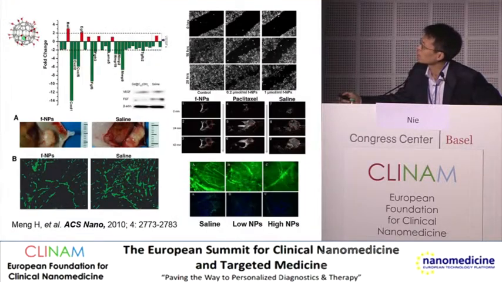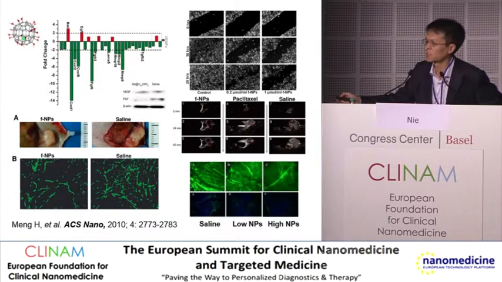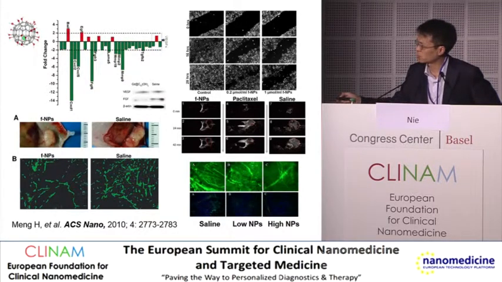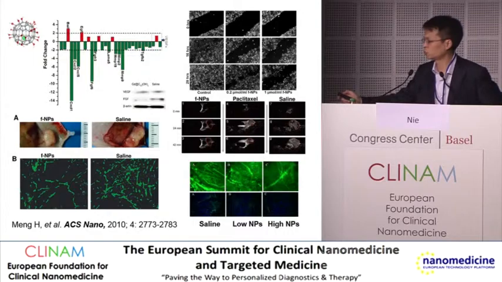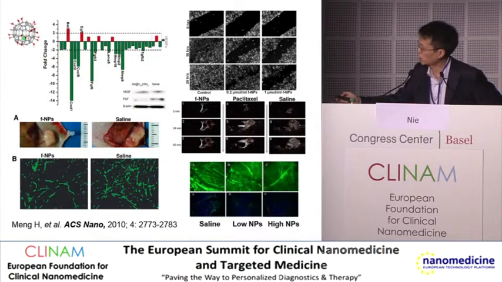And when we looked at all of the key players in tumor angiogenesis, we saw that a lot of them were downregulated. Furthermore, if you look at the images by various methods, you always find that nanoparticle treatment can dramatically decrease the blood supply for the tumor. So basically, you cut off the nutrition channels to tumors.